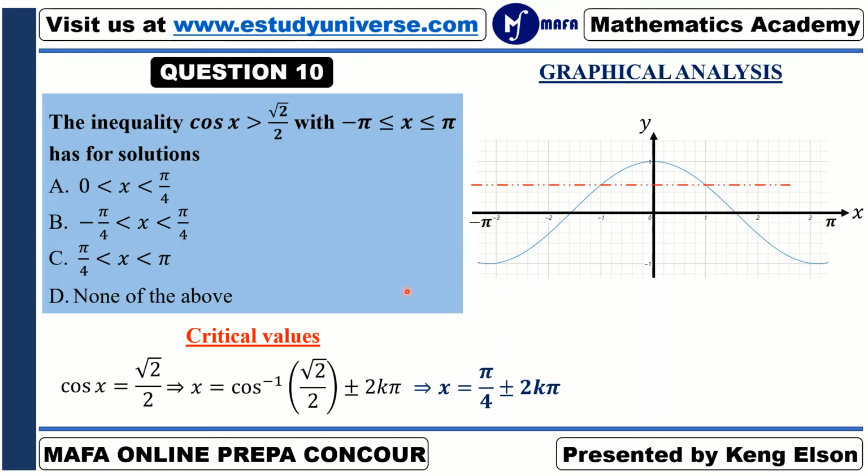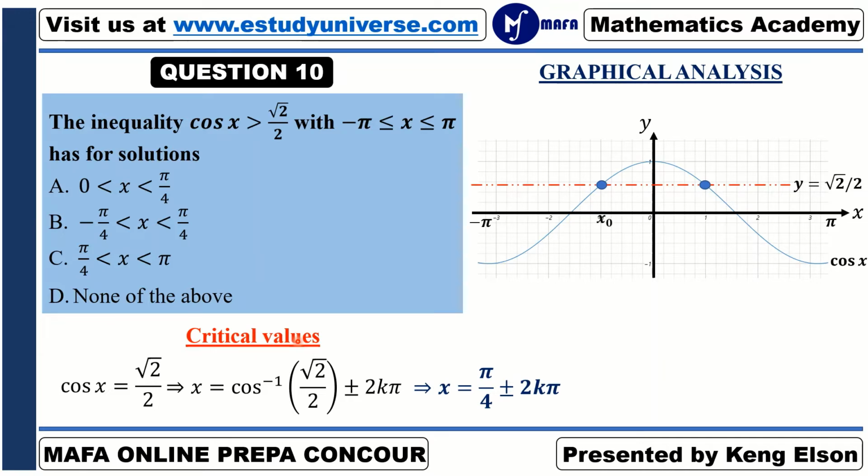We now draw the line y equals root 2 on 2. Okay, so those are two graphs. We have cos x and we have root 2 divided by 2. Now the 2 points of intersection, remember that we are in the interval negative pi to pi, so those two graphs intersect at 2 points. Those are our critical values.